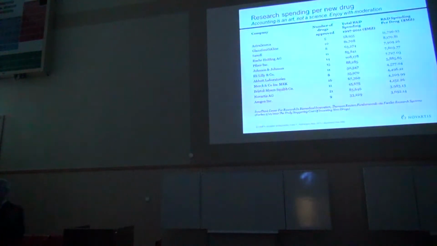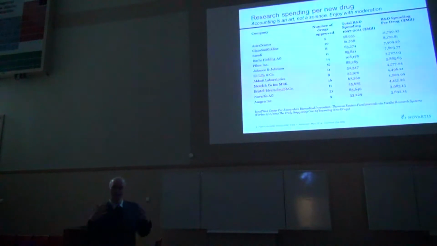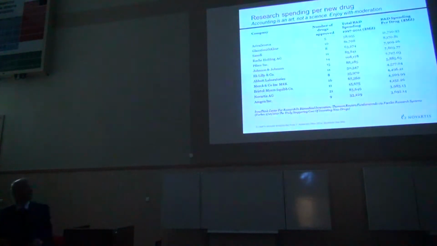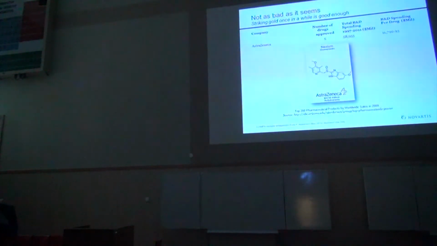So it's a huge amount of money. And if you take even the more efficient companies like Amgen, for instance, which has produced 9 drugs at the cost of $33 billion, it's still $3.7 billion. So it's very expensive, very difficult, very long to bring drugs to the market. Next slide. So if we can do this a little better, of course, that would help tremendously.